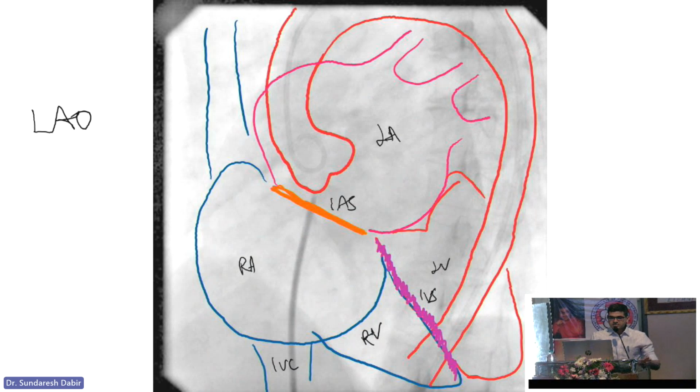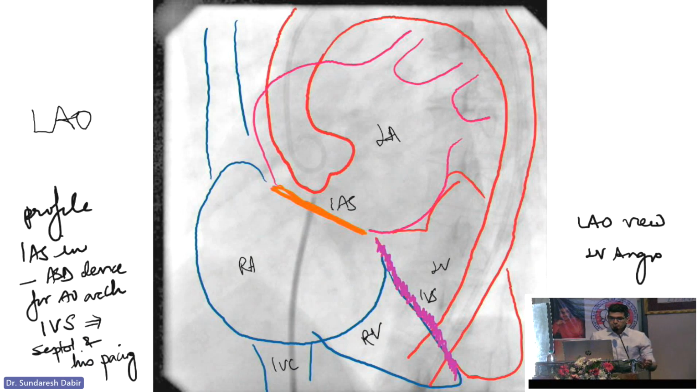Why this projection is important is that it lays out the IAS and IVS flat on. It's like the 4-chamber view of echocardiography. So that is the importance of the LAO view, that you're seeing the septa straight on. So it's easier to do septal puncture, or when somebody is doing septal pacing also, you want to see the IVS. This is the view that you have to go for. You can see the IAS in profile. That's where you deploy an ASD device. You can see the IVS in profile.